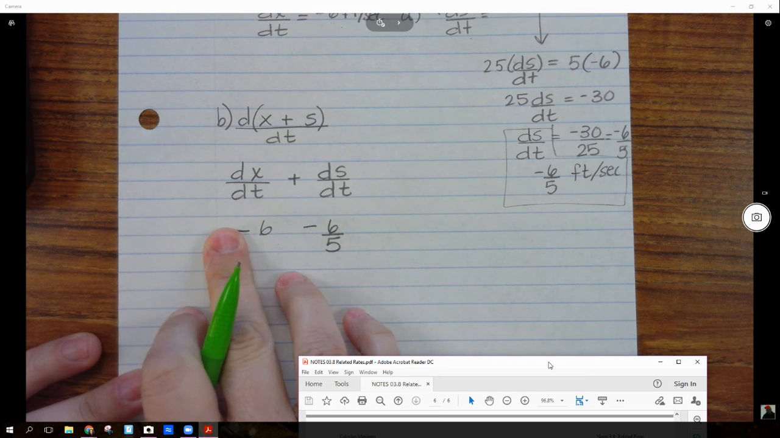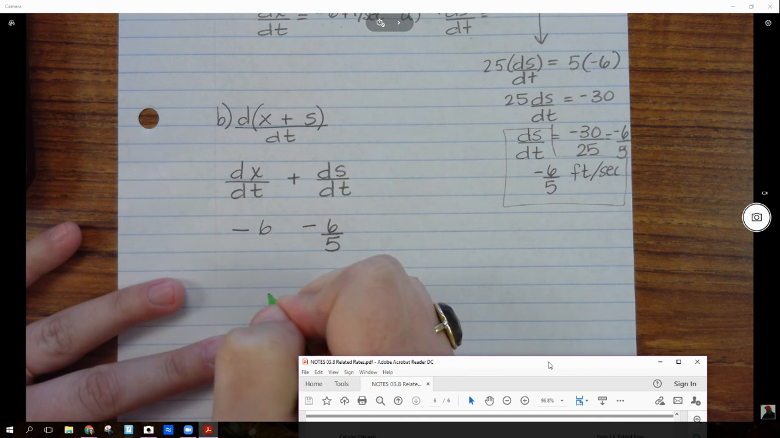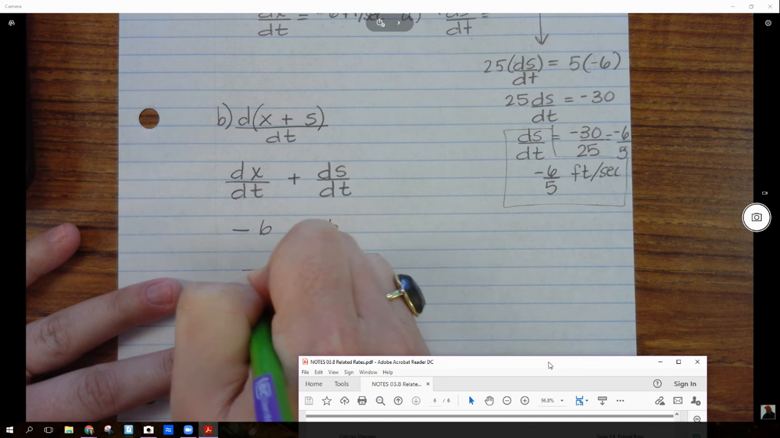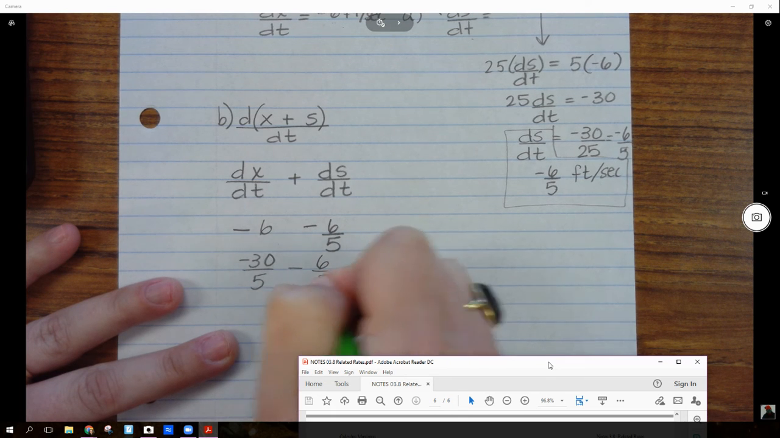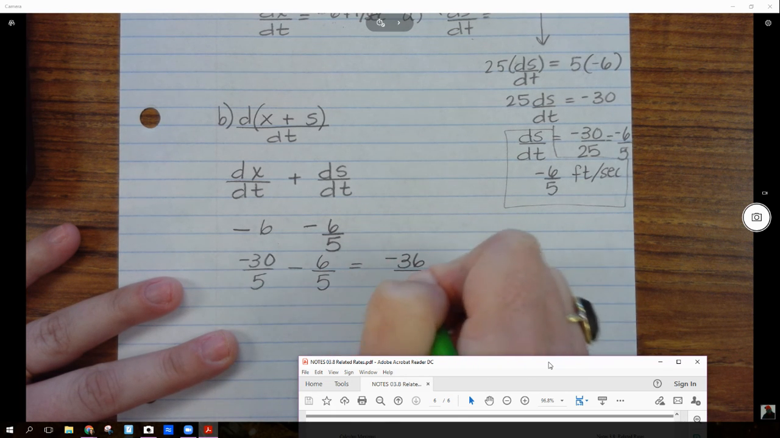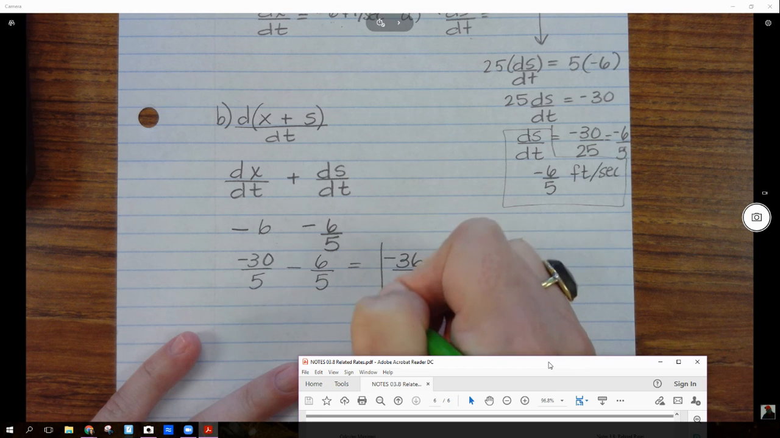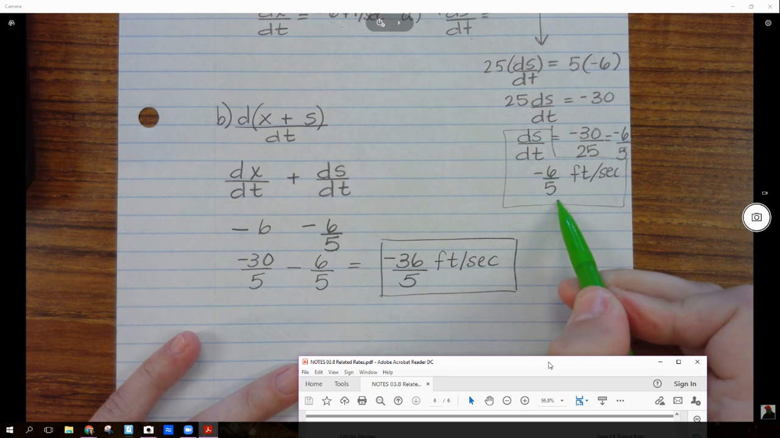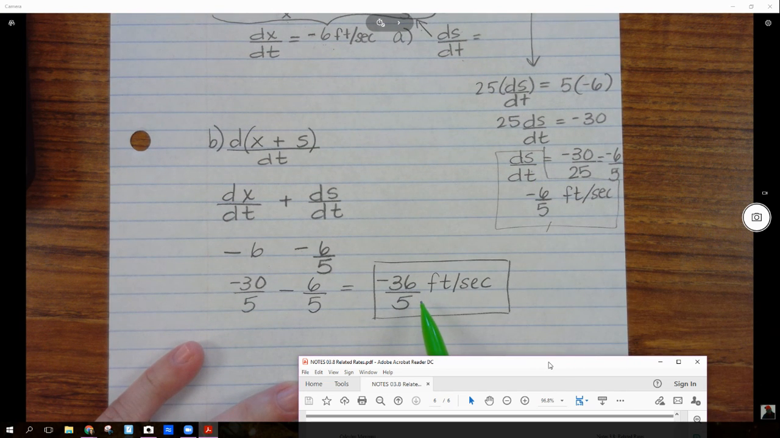So you have negative 6 plus negative 6/5, which is really just like negative 6 minus 6/5. Let's see, what will that be? If we put a 5 in the bottom here, this will be negative 30 minus 6/5. So that'll be negative 36/5. And that distance will be feet per second. So you're going to get negative 6/5 feet per second for the rate of change of his shadow, and you're going to get negative 36/5 feet per second for the rate of change of the tip of the shadow. And that's it for example number 11.